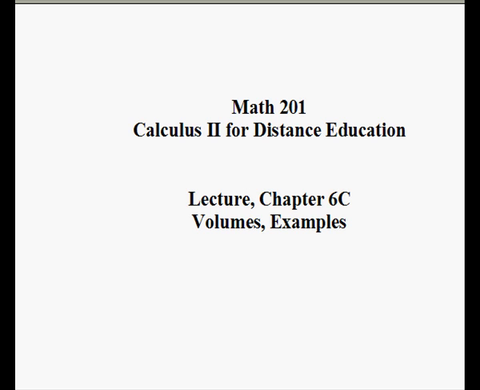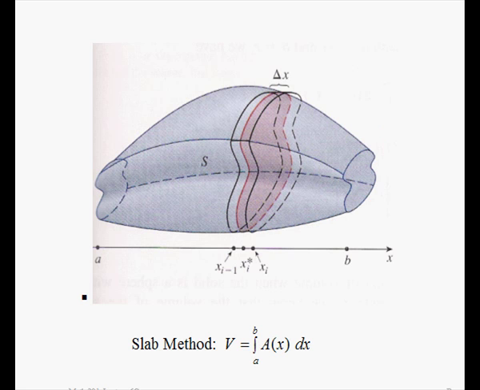This is lecture 6C for Calculus 2. Some examples of the calculation of volumes of solids. Before we go through the examples, I think it'd be a good idea just to remember what these different methods are. The first is the slab method. Okay, here's the slab method.